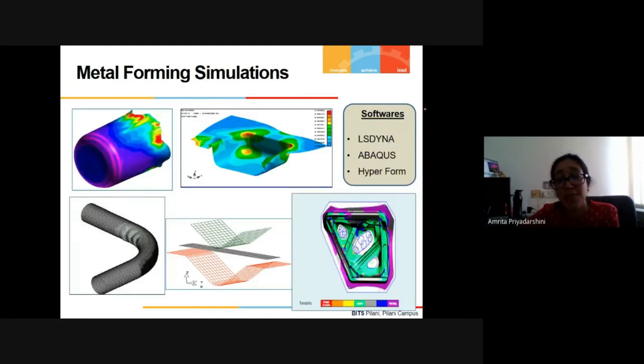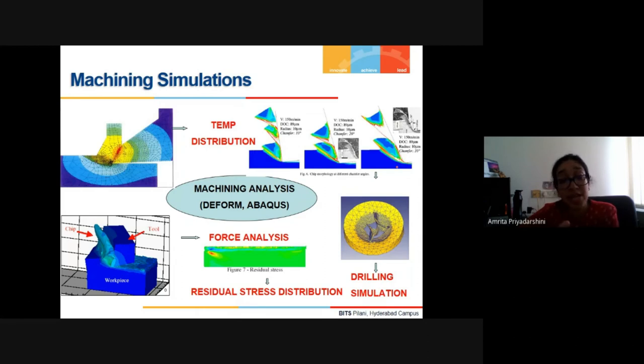Again, we also have simulation software related to sheet metal forming. We have LS-DYNA, Abaqus, HyperForm. These softwares we generally use for sheet metal forming, like if you want to see the deep drawing operation and tube bending, all things related to sheet. In that case, we can go for LS-DYNA, Abaqus, HyperForm, and we can see the defects where there are chances of getting fractures. Those things can be taken up using these simulations.